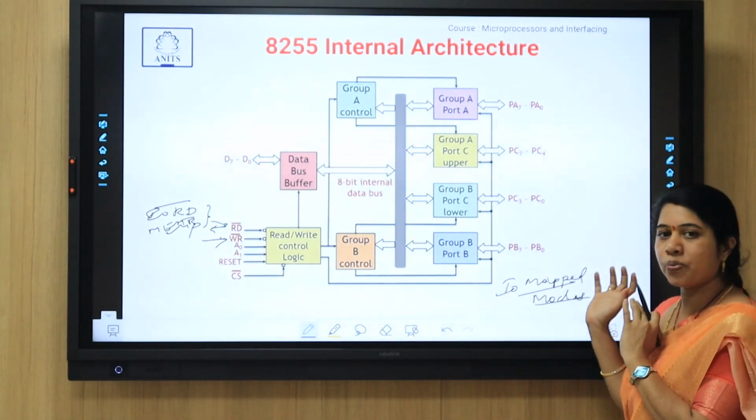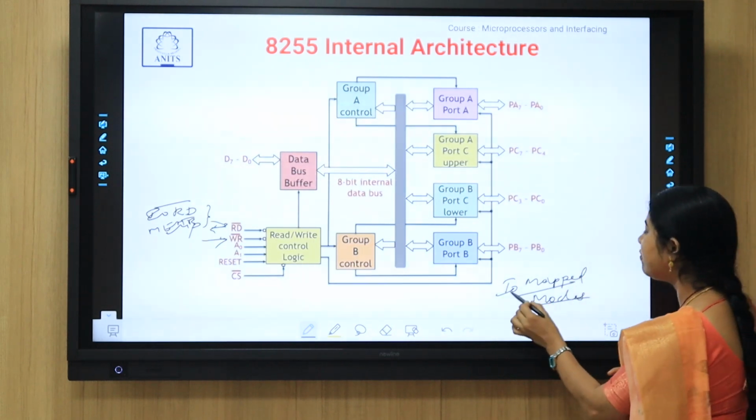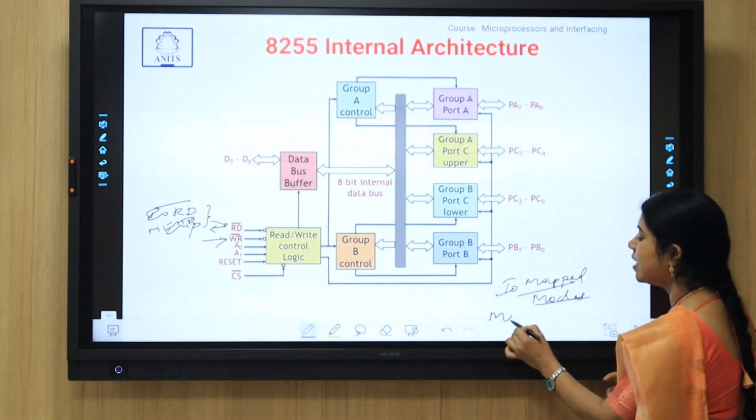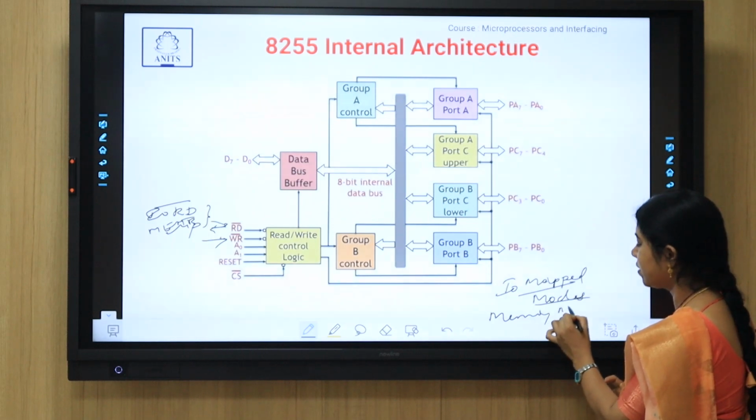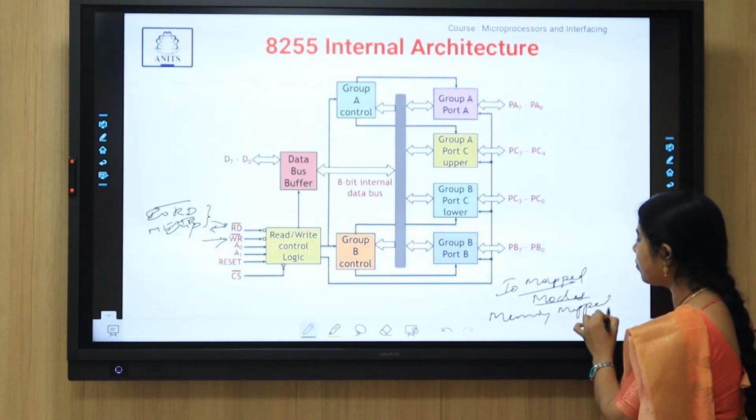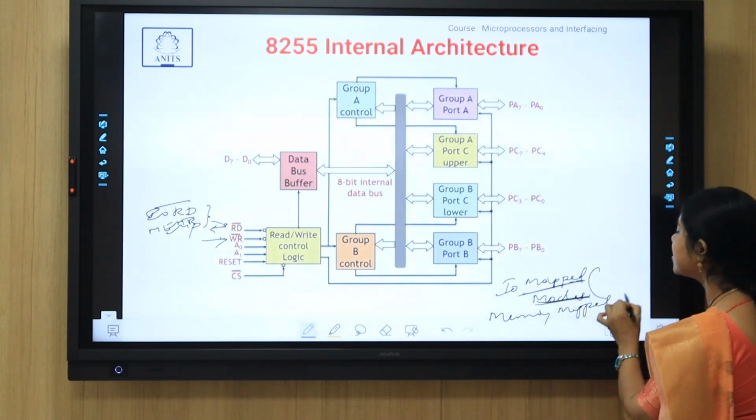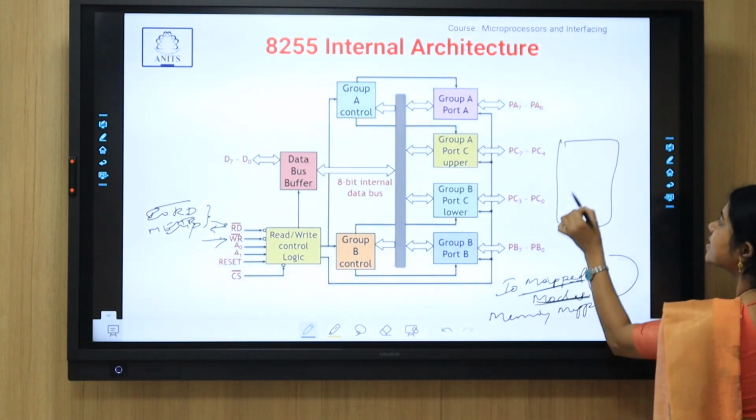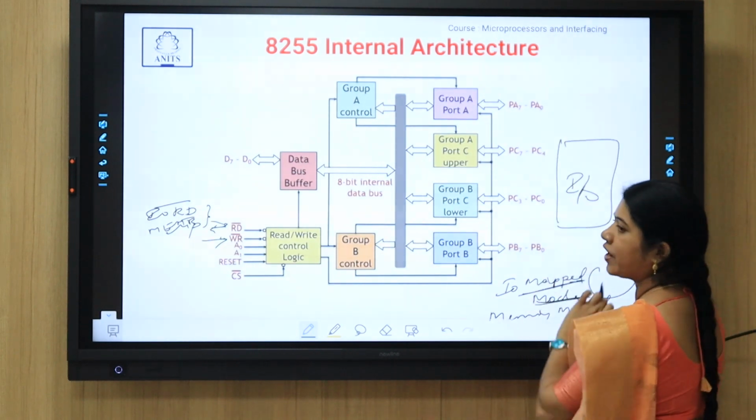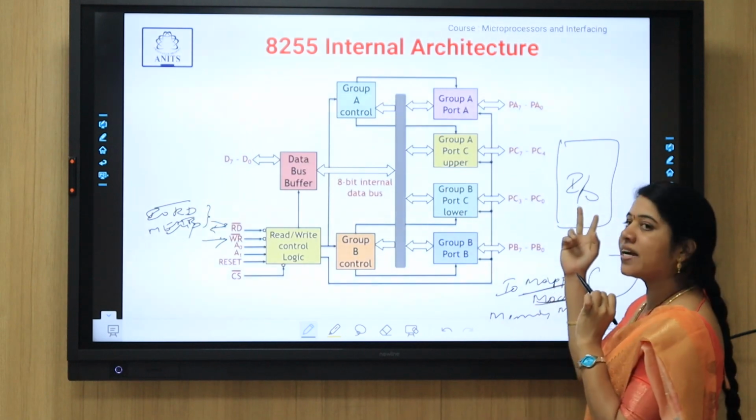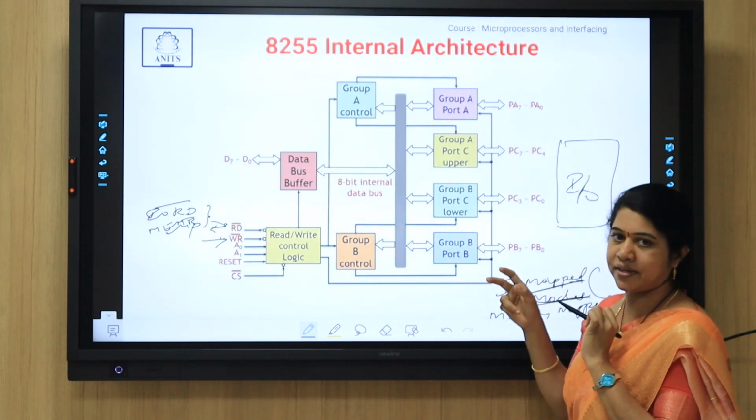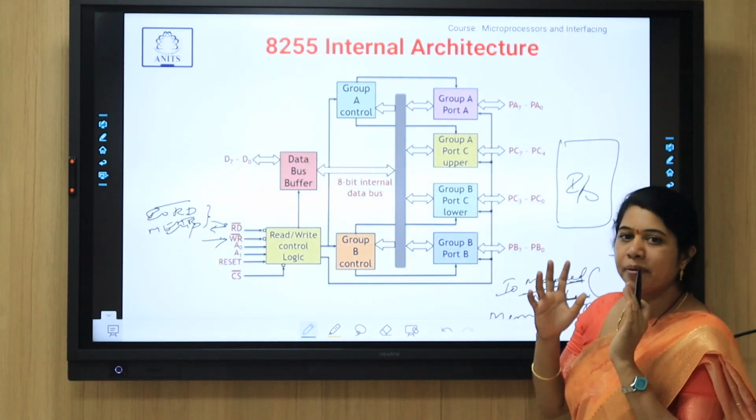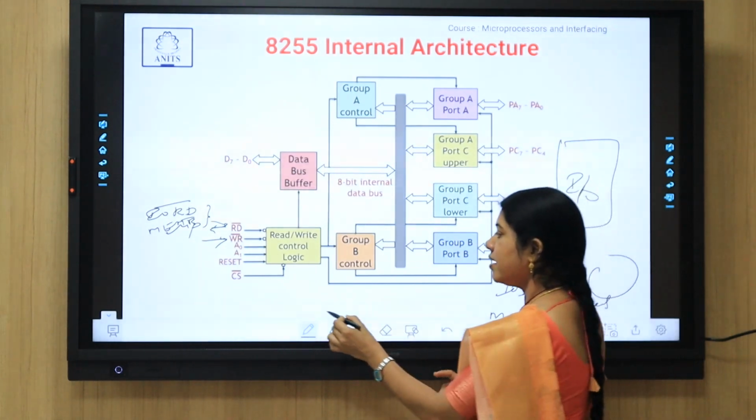It reads the input output device in two modes. One is IO mapped IO mode, another one is memory mapped IO mode. In the IO mapped IO mode, processor identifies the IO device, whatever it is connected through this 8255. It identifies that device using IO address. IO address is nothing but an 8-bit address or 16-bit address.